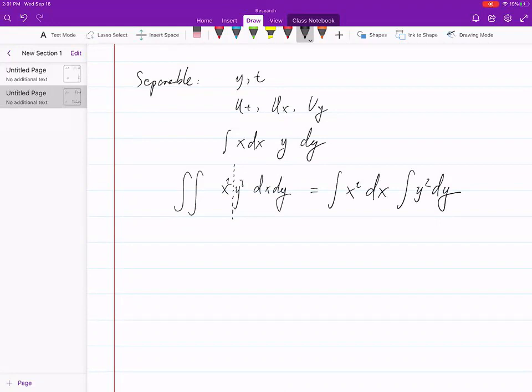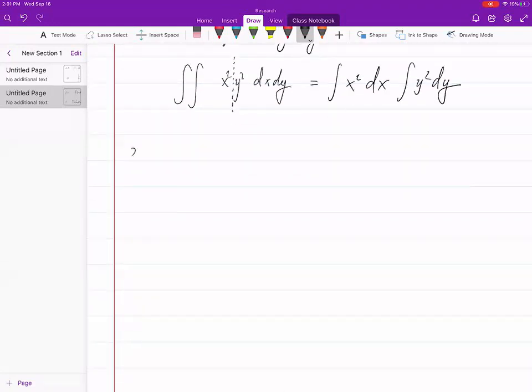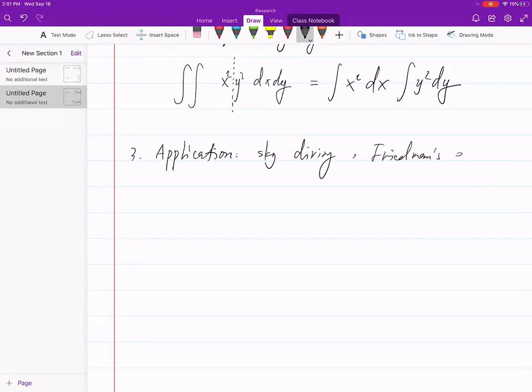This time we have some applications. I'm going to give you 2 applications. The first one is super easy. We're taking a parachute and doing skydiving. The second one, which is exciting, we're going to do Friedmann's equation, which tells you that our universe is expanding and it's expanding at a certain rate. We're going to solve both. Let's start with the small one. Okay, let's deal with skydiving before dealing with the universe.